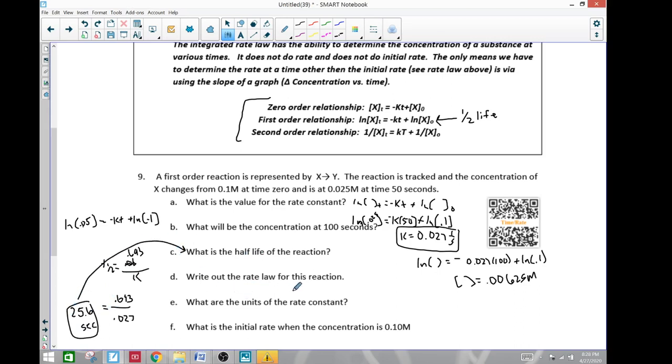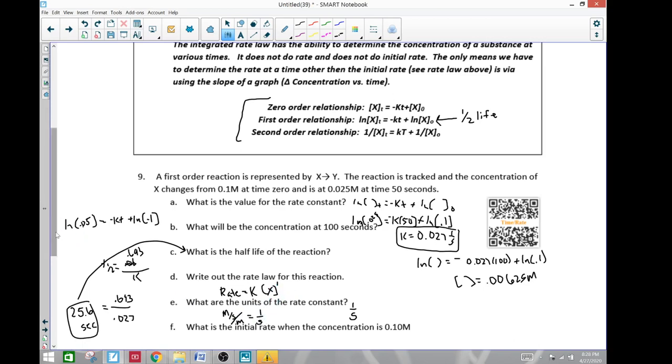Write out the rate law for this reaction. Well, it's first order, so it's pretty simple to do. Rate equals k times the concentration of X. You can put a 1 up here, or you can just leave it blank. What are the units of the rate constant? 1 over time. You could divide out, again, the molarity per time. I think it's in seconds. All right, that's that guy. Divide out X, which is molarity, and you get 1 over time.